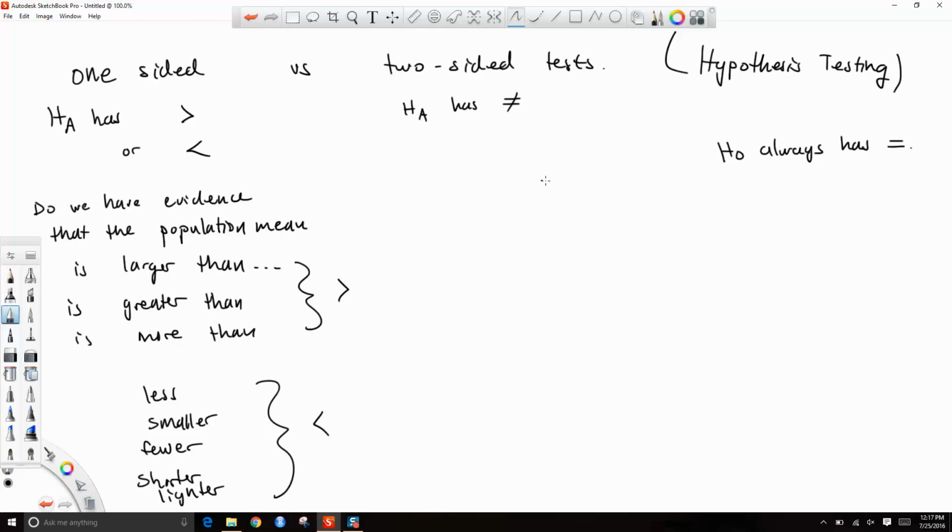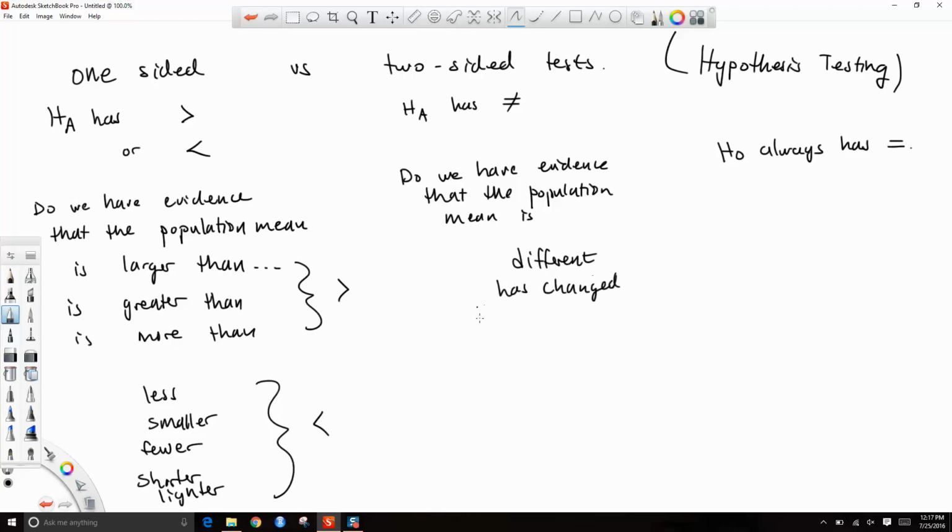And then for over here, it would be like, do we have evidence that the population mean is different or has changed or is not the same, or similar type of things, okay? And so these would all imply not equal.